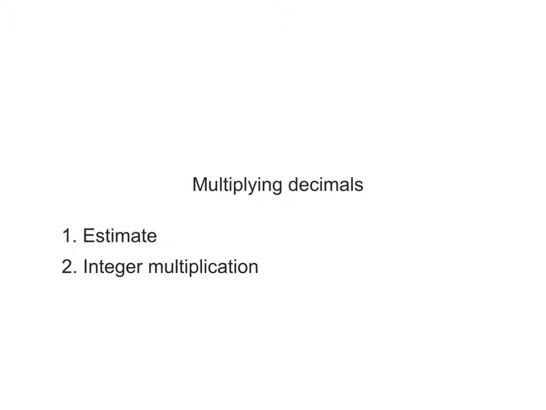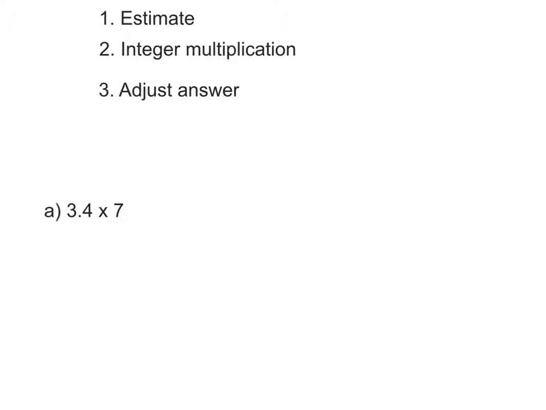Now a quick pause. An integer is a whole number: 7, 2, 3, -5, anything like that. An integer multiplication is a whole number multiplication. And stage 3 is to adjust your answer as necessary. We're going to look at these 3 stages with a couple of examples so we get our heads around it.